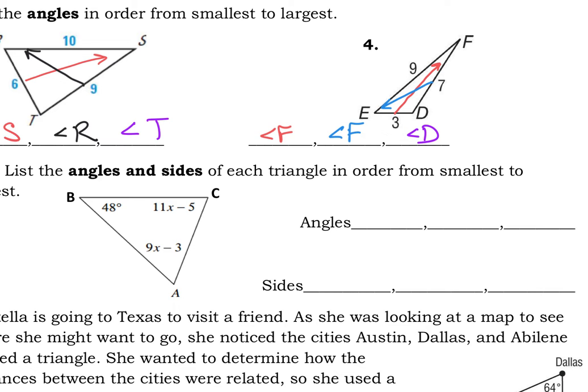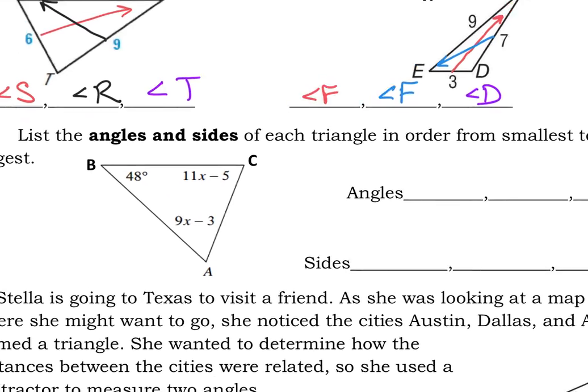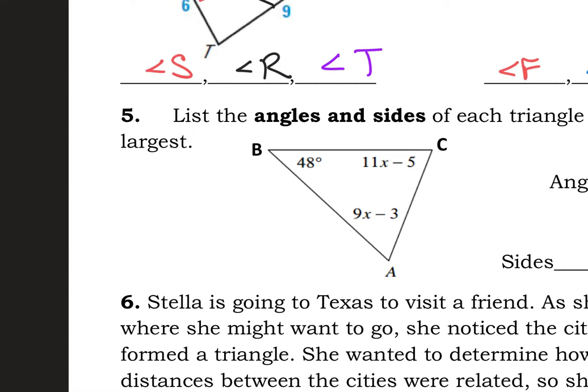All right, number 5 reads, list the angles and sides of each triangle in order from smallest to largest. So we don't know 2 of the angles, so we have to figure out all the angles. What should we do? Add them all up and set it equal to 180, correct. All right, so let's add everything up. We're going to take 48, add that to 11x minus 5, and add that to 9x minus 3. All of it should equal 180 degrees.